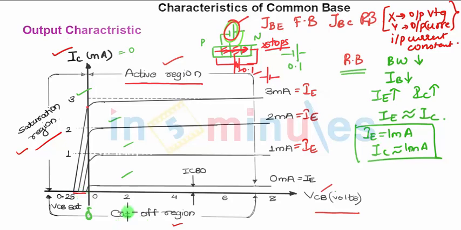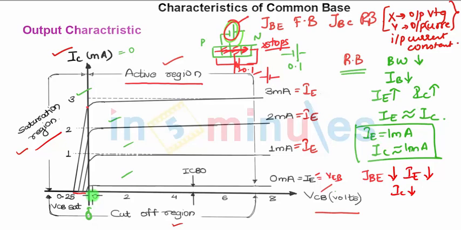Now next is the cutoff region. What happens in the cutoff region? If we start with a higher value of IE and reduce the value of VEB, that is the JBE voltage, what will happen? The emitter will emit fewer electrons. Since the emitter is emitting fewer electrons, the collector will receive fewer electrons, right? So if we are decreasing IE by decreasing the value of VEB, IE will decrease, and similarly IC will decrease. It means with a decrease in VEB, IE and IC both decrease, right?